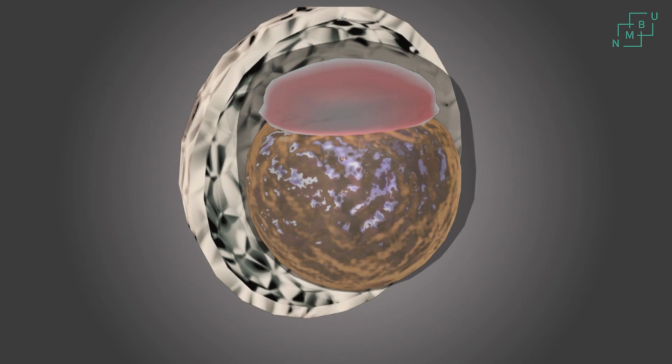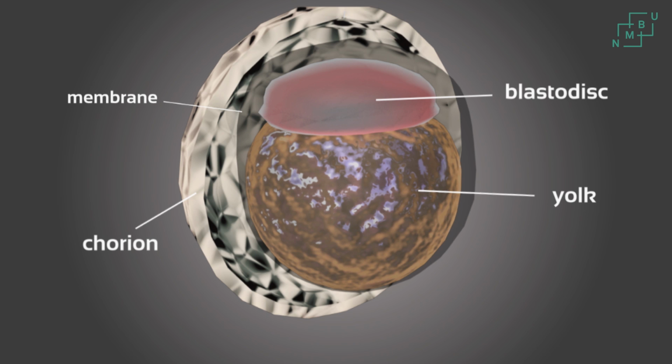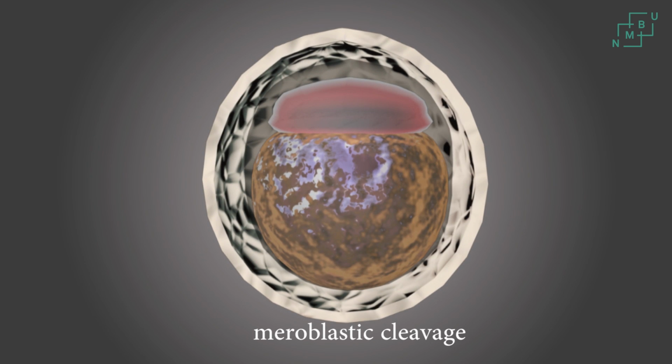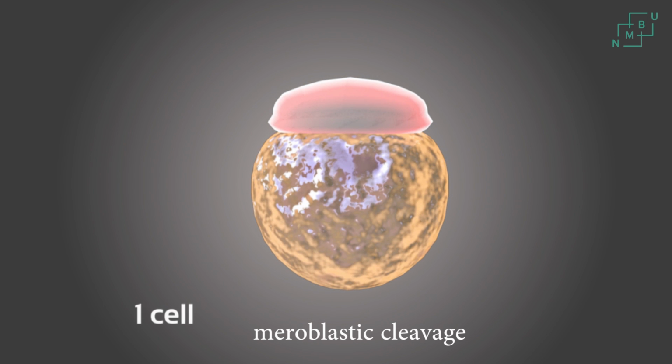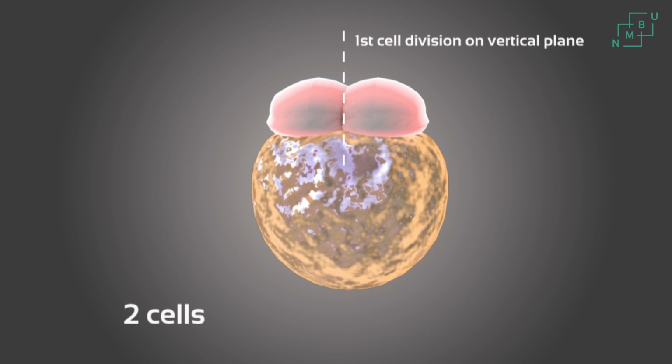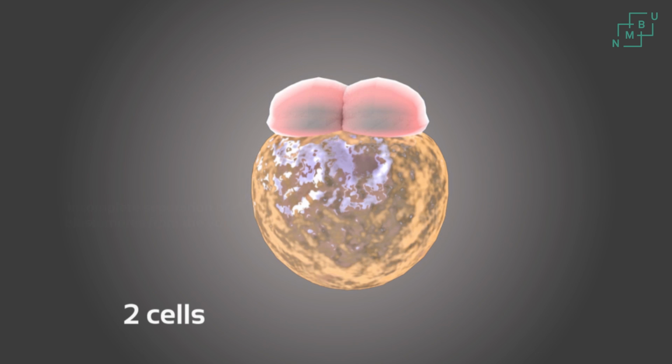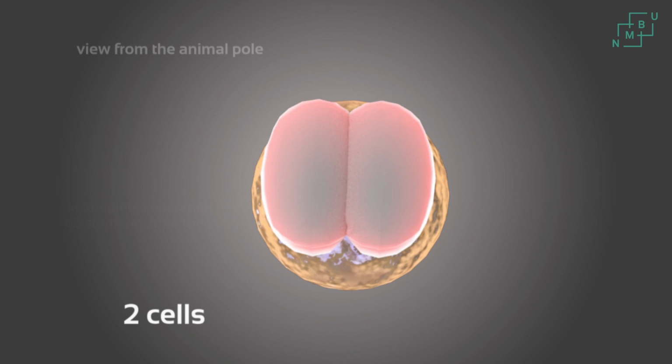Zebrafish eggs contain a large amount of yolk, and so do not engage in holoblastic cleavage, but rather perform meroblastic cleavage. That is to say, cell division is confined to the non-yolk cytoplasm of the blastodisc. The first cell division occurs in the vertical plane of the blastodisc to produce 2 blastomeres at the animal pole that are incompletely separated from the yolk. The 6 cell divisions of the cleavage stage occur regularly at about 15-minute intervals and synchronously. The first 5 divisions occur in the vertical plane and in regular orientation.